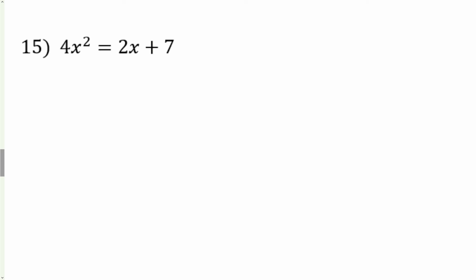Another quadratic. Set this equal to 0. And then nothing, no common factors here. So we have a couple choices. We could try to factor it, factors of 4, factors of 7, see if anything combines to give me 2. If you don't see it, you can jump right into the quadratic formula.